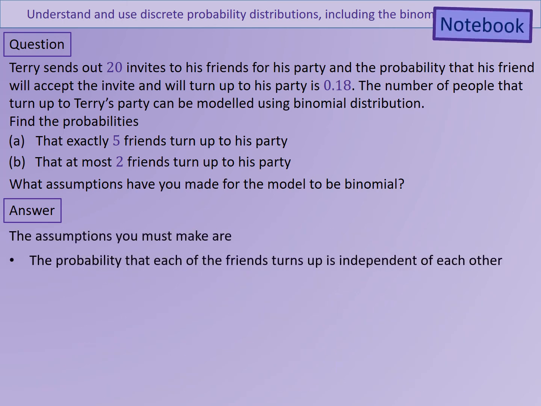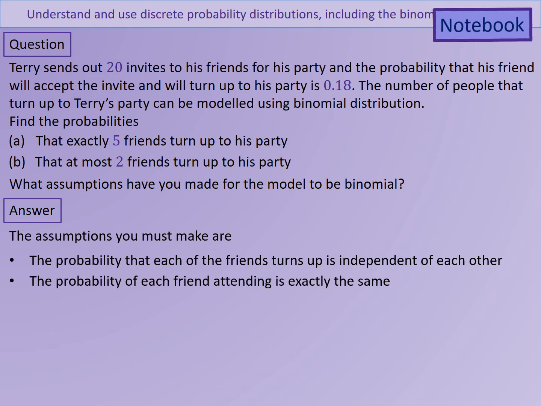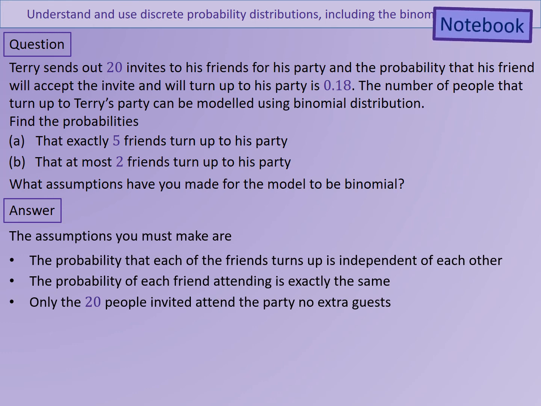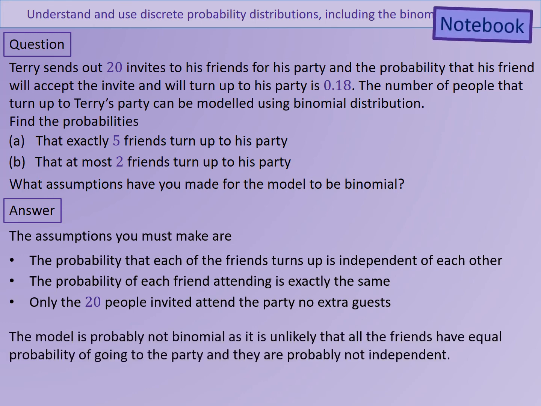Now the assumptions that need to be made, and this is quite a typical exam type of question, so you do need to learn those 4 different things for the binomial distribution, the rules if you like. So we have the probability that each friend turns up is independent of each other. The probability of each friend attending is exactly the same. Only the 20 people attend, so that's the fixed number of trials. And you can choose any one of these.